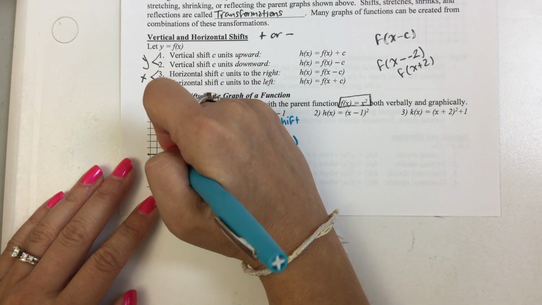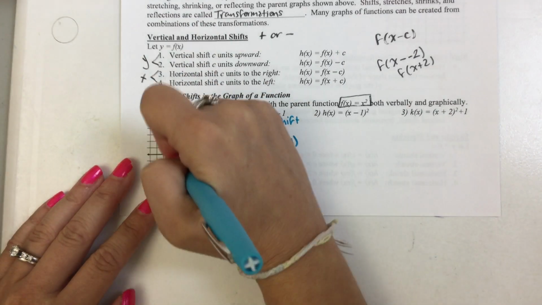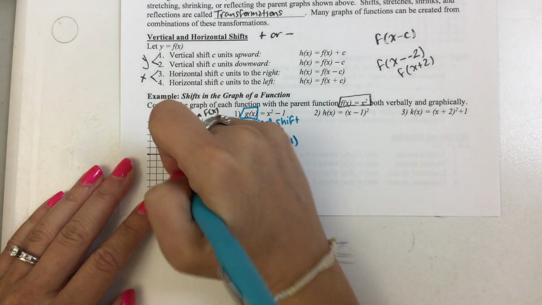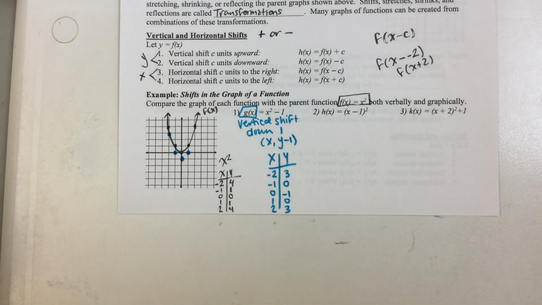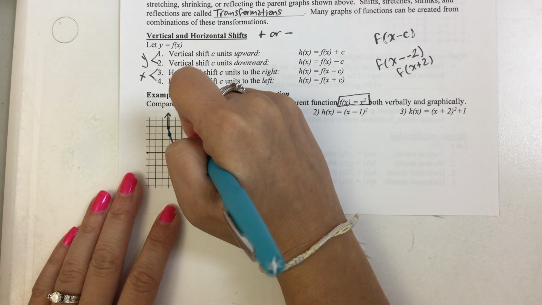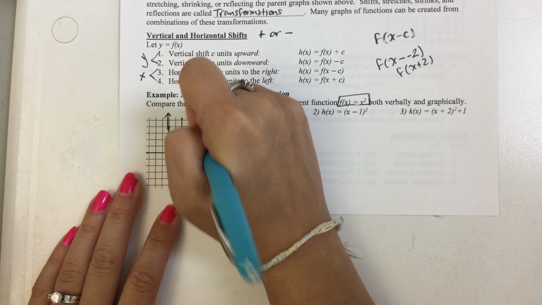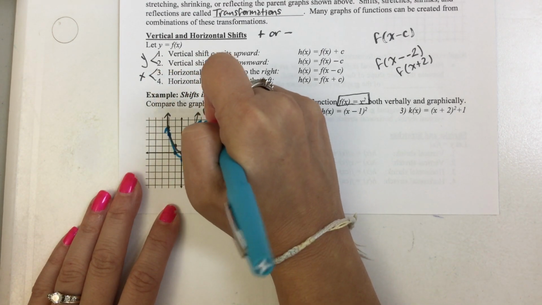So to the left 2, up 1, 2, 3. To the left 1, stay at 0. 0, go down 1. To the right 1, stay at 0. To the right 2, go up 1, 2, 3. Connect them. This function is g of x.